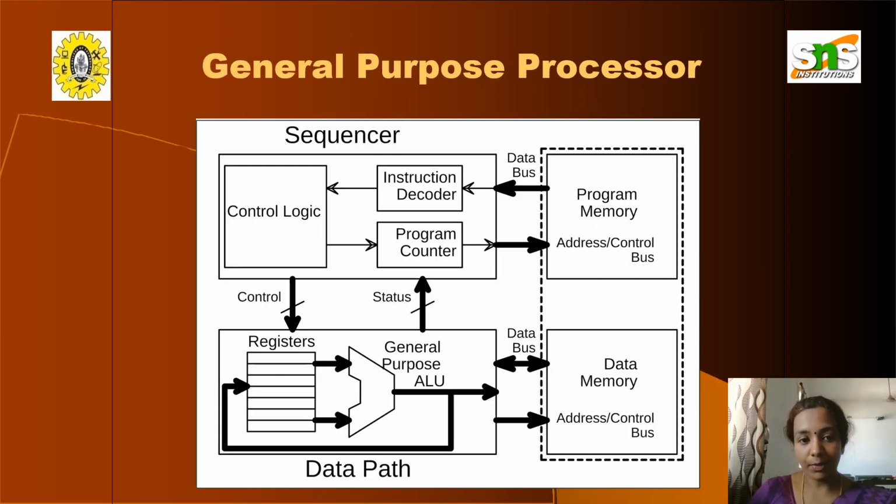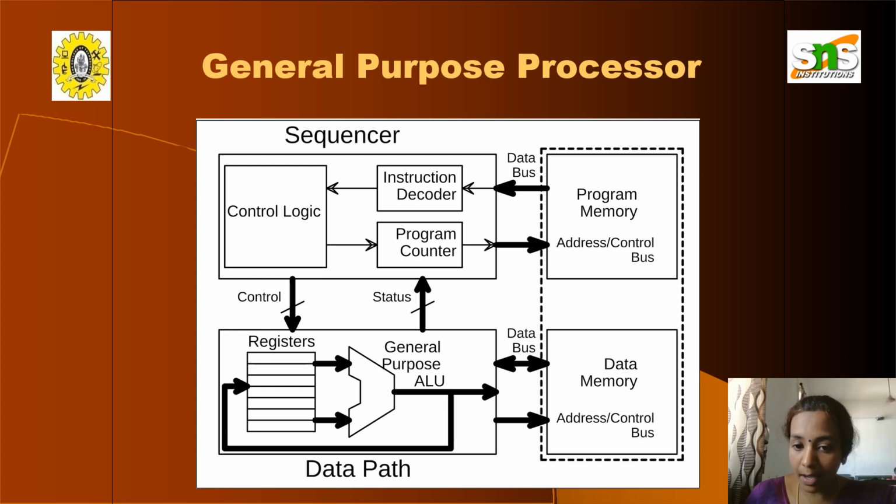So here we have the block diagram of a general purpose processor. There are some components like the sequencer and the data path. The sequencer has small components in it called the control logic, instruction decoder, and program counter.